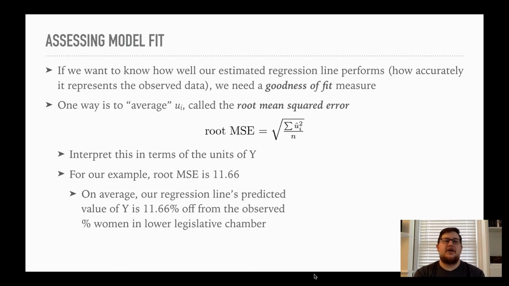So what does that mean? Well, we can actually interpret this pretty straightforwardly. On average, our regression line's predicted value of y is 11.66% off from the observed y, that is the percent women in the lower legislative chamber. Okay, so on average, we're about 12% off. Is this good? Is this bad? Well, obviously, it sort of depends. Given the range of y is from 0 to 63, 11%, not that bad. Okay, but this doesn't tell us a whole lot.